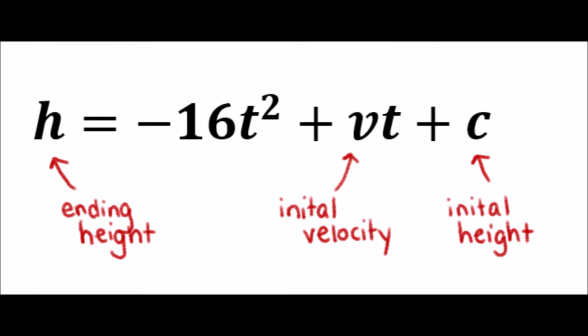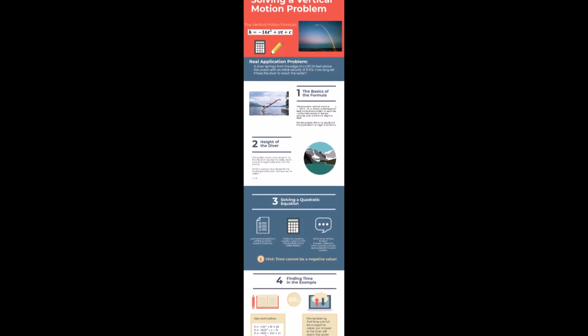Gravity is a constant force that slows down our vertical motion object, causing it to hit its maximum value and begin plummeting back to Earth, finishing our parabola shape.